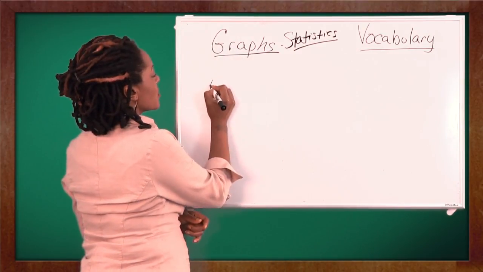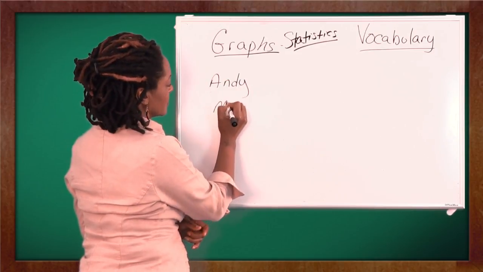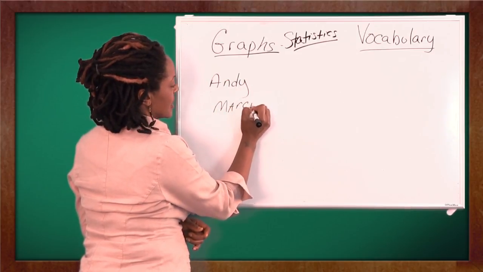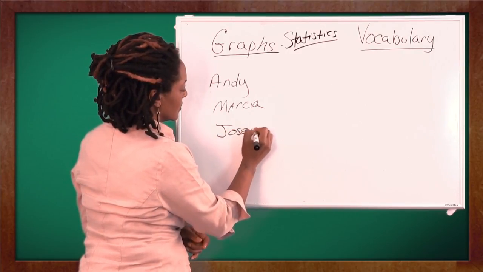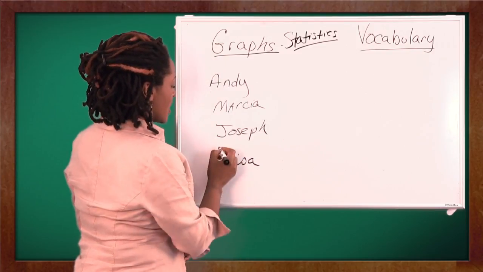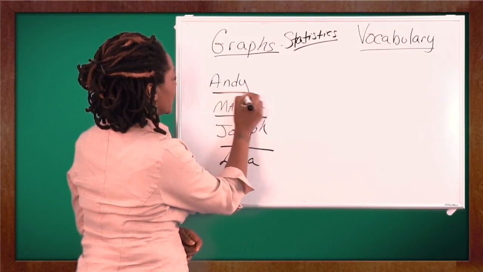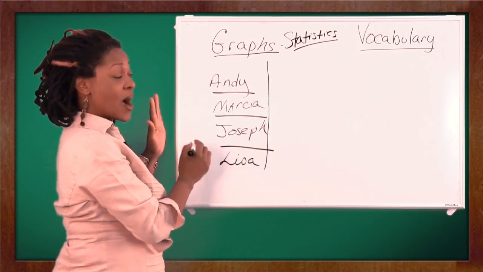All right, this time we're going to have some names. Andy, Marcia, Joseph, and Lisa. All right, so I've got 4 people on the y-axis.